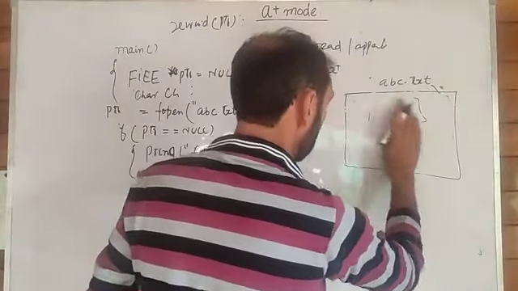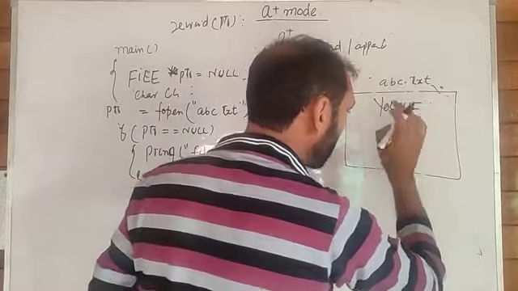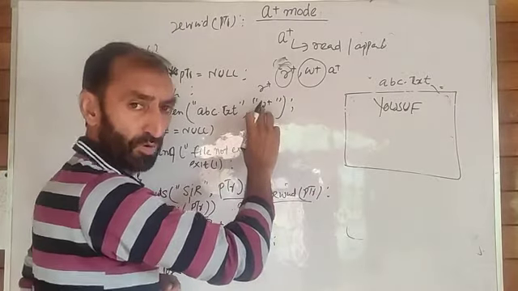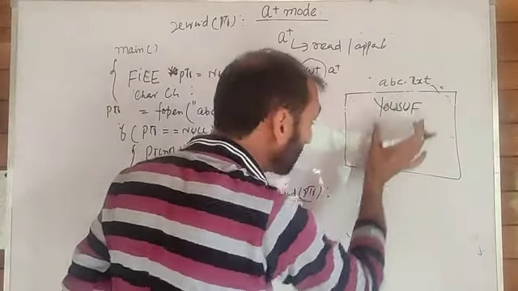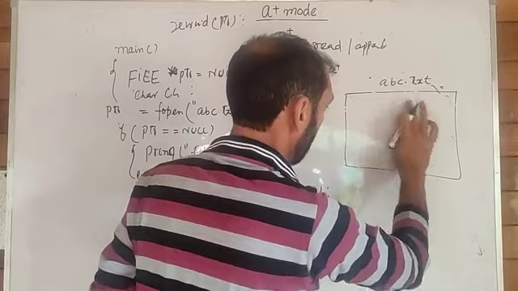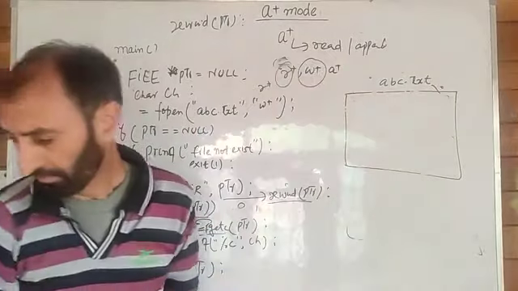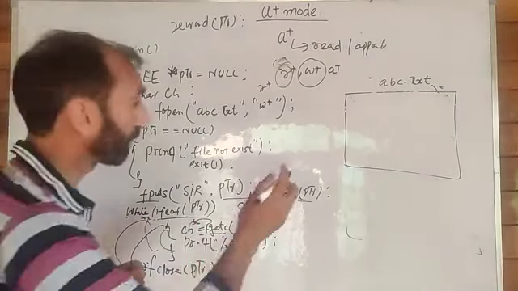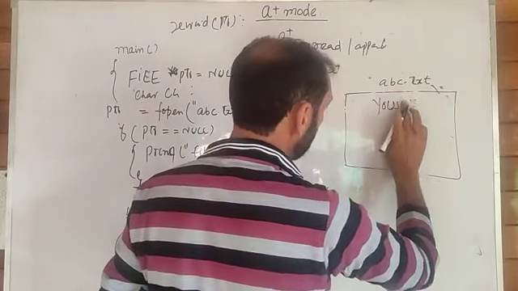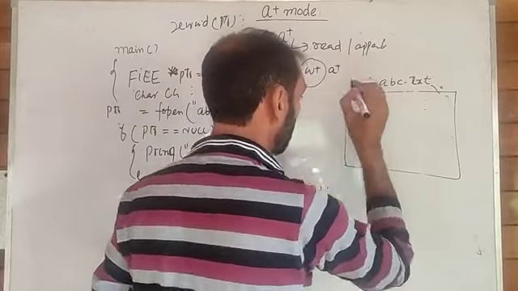Second one, if the file already exists, for example abc.txt exists and its contents are useful, and I want to open it in W plus mode, what will happen? It will open the file, but will erase the contents of that file. Whatever was in this file previously, it will erase and truncate to zero. That means the cursor will go to the beginning.